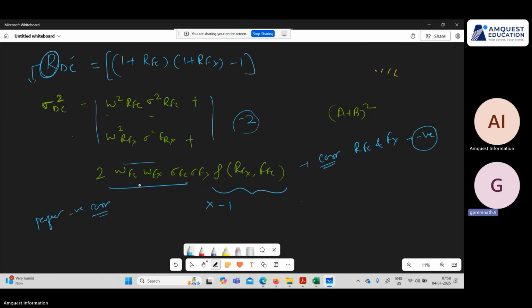Sorry, how is that 1? WFC into WFX can't be 1. No, I'm saying the correlation between the two is -1. Got it. So keeping everything else constant for now, the overall factor will get reduced by 2 into -1. I'm just trying to explain the effect of correlation. So it's like a perfect diversification type thing.